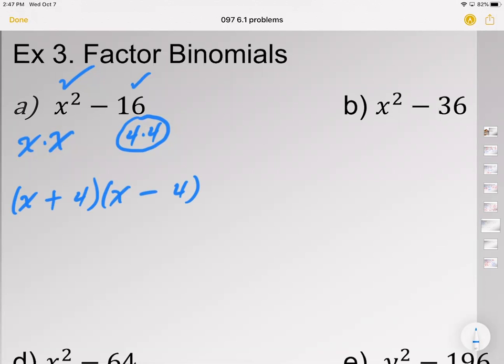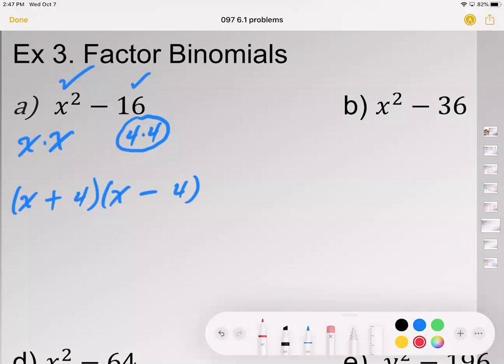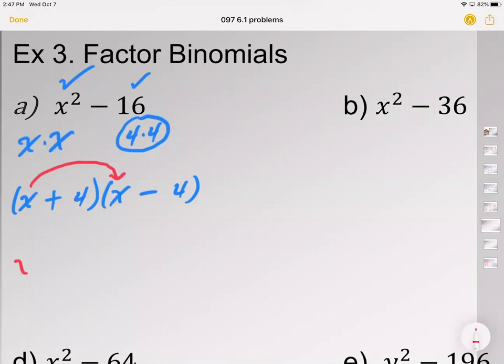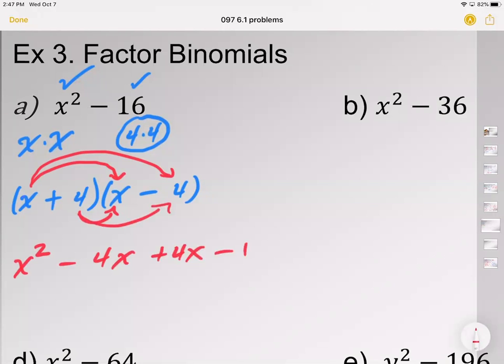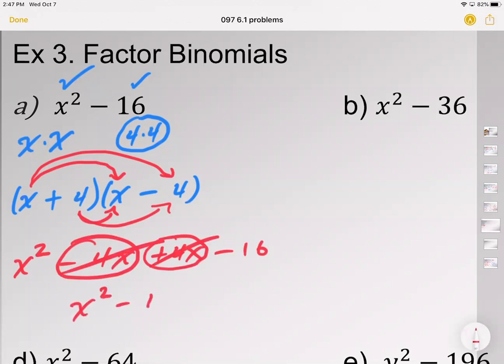We illustrated this in the other slide just to show you that they are conjugates of each other. And if you want to check it, what do we have here? x times x is x squared. x times -4 gives me -4x. 4 times x gives me 4x. And 4 times -4 gives me -16. As you can see, the -4x and the positive 4x cancel out, and this is what we have, which is my original problem.